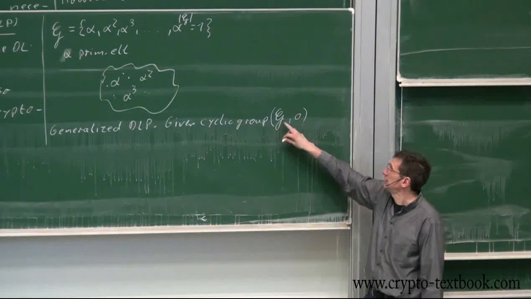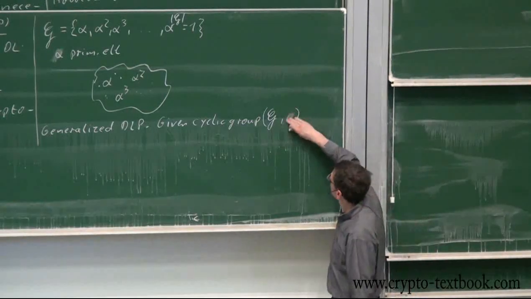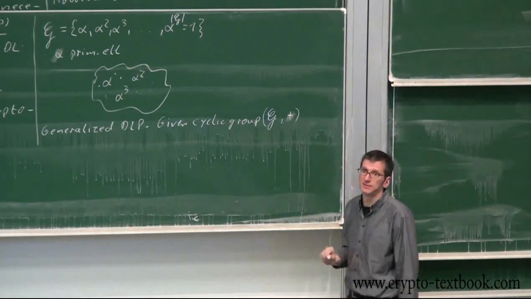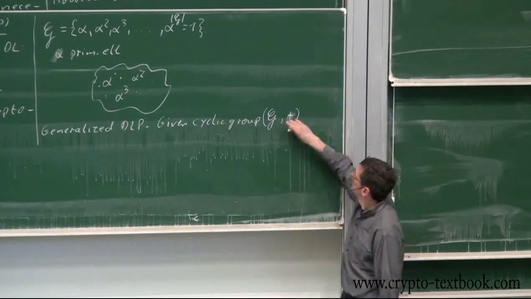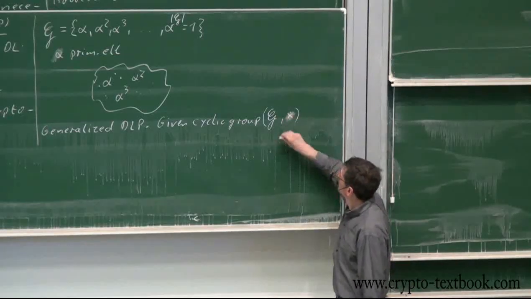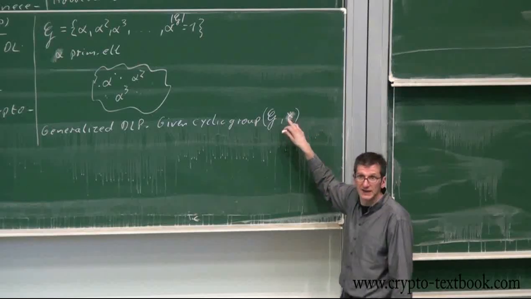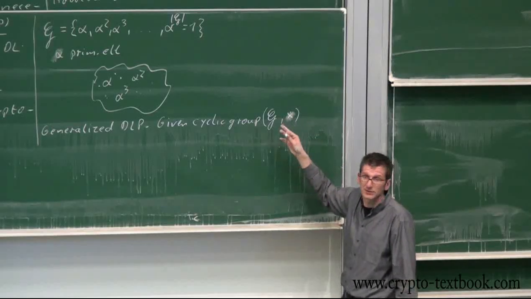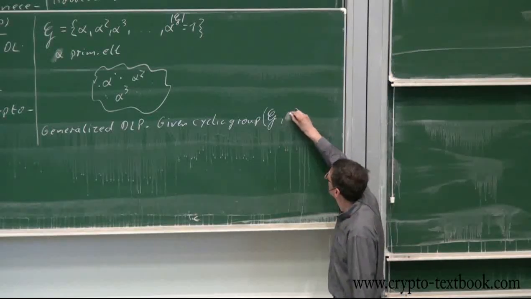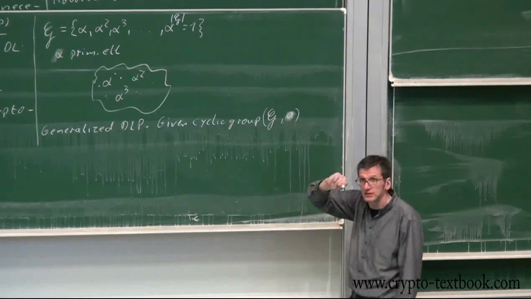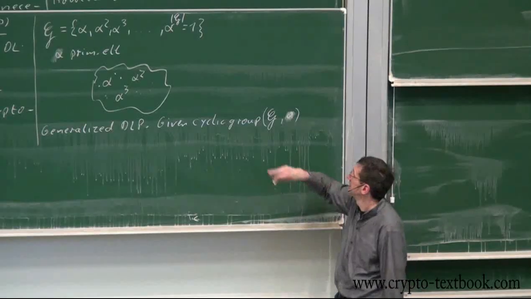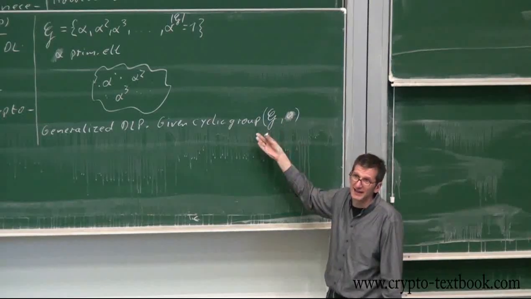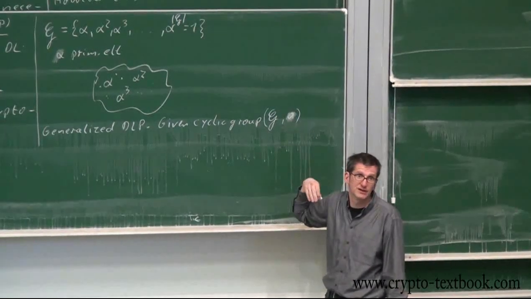If you write G comma something, like G comma plus, what this means is it's a group where the group operation is plus. If it's G comma times, it's a multiplicative group. And if you write a little circle, a donut, it means it's either additive or multiplicative.